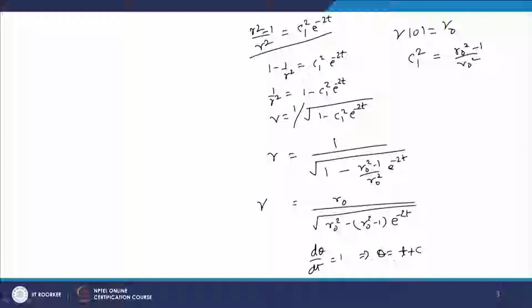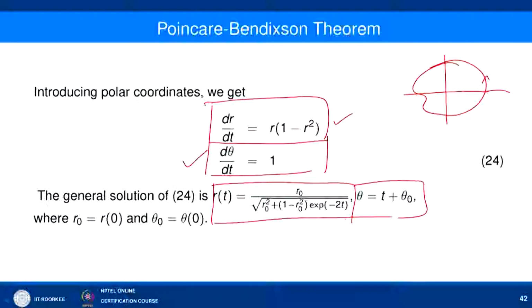So the general solution of this 24, in fact the particular solution satisfying the condition r naught equal to r0 and theta naught equal to theta 0, is given by r(t) equal to r naught under root of (r naught square plus (1 minus r naught square) exponential of minus 2t) and theta equal to t plus theta naught. So this is the solution.